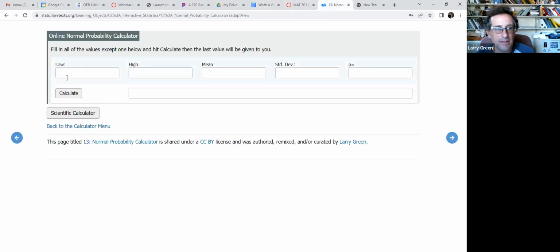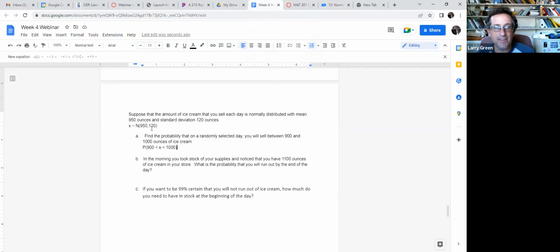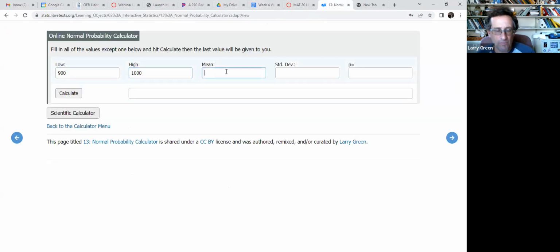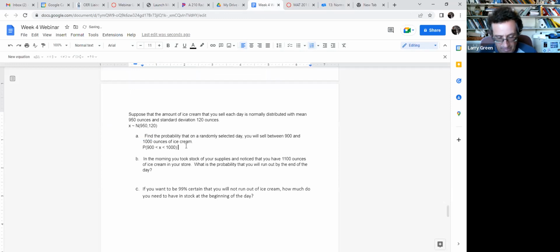So let's do it. Low is 900. The high is 1,000. And then the mean, 950, standard deviation 120. That was 950 and 120. And I just hit calculate, and there you go. 32% chance, 0.32. Any questions on that?